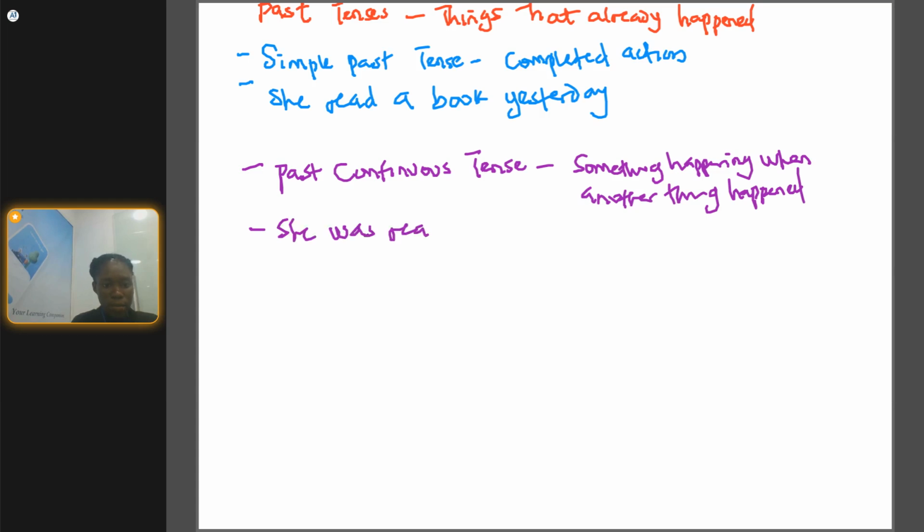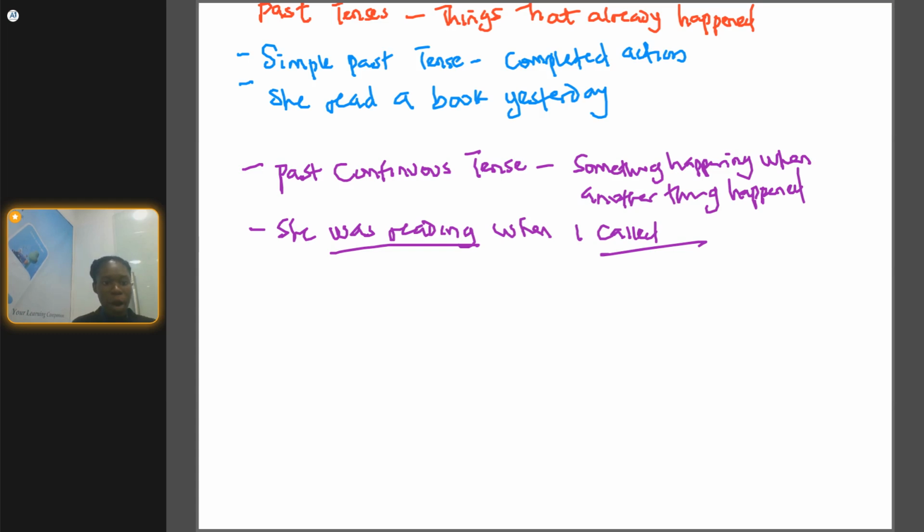She was reading when I called. Okay, this was happening in the past. She was reading when I called. So something was happening when another thing happened. So when you see sentences like this, you call them past continuous tense. All right. The next tense we are looking at under the past tenses is the past perfect tense.